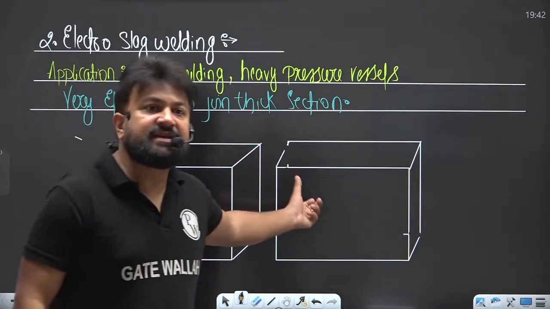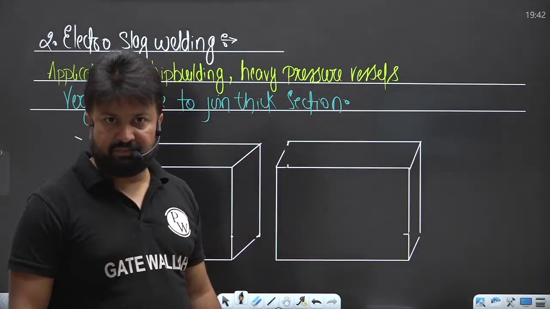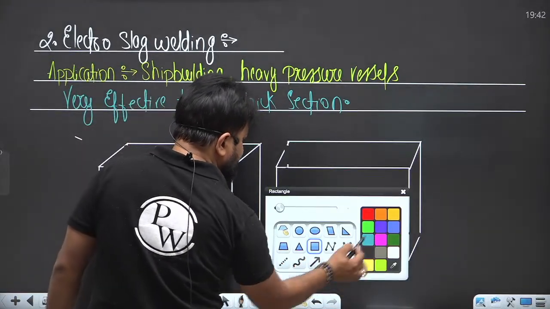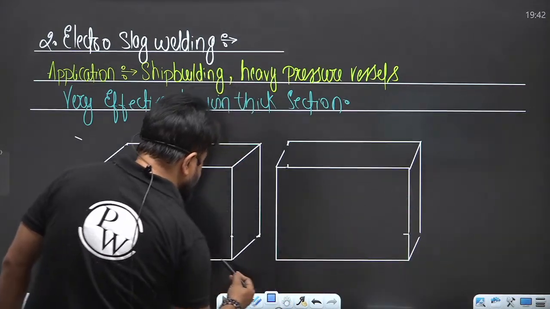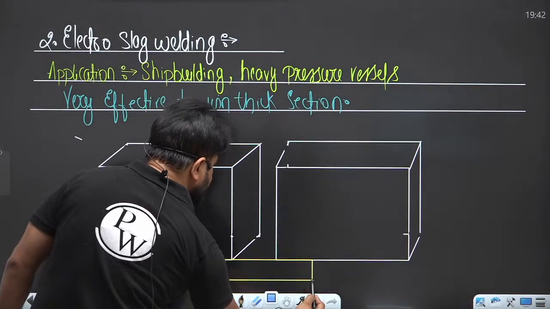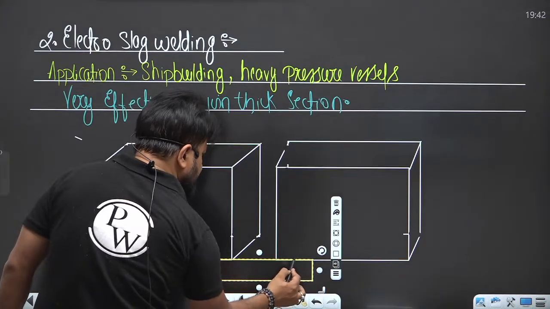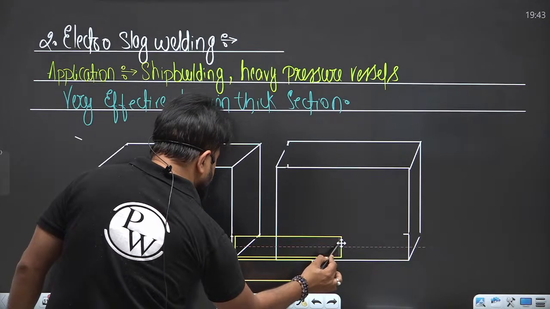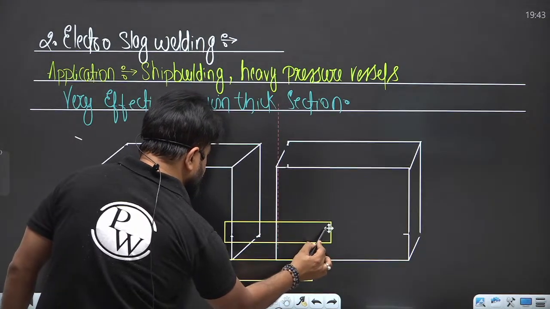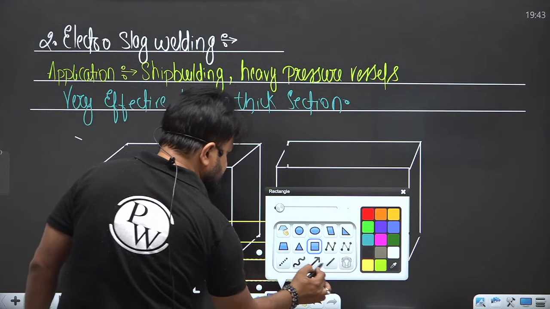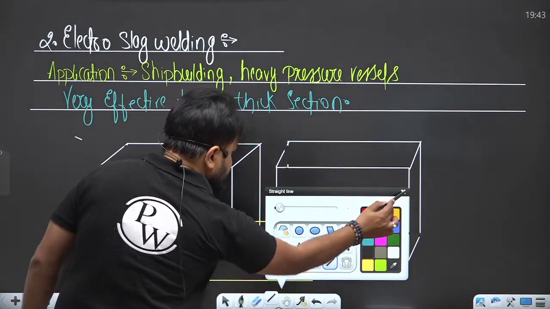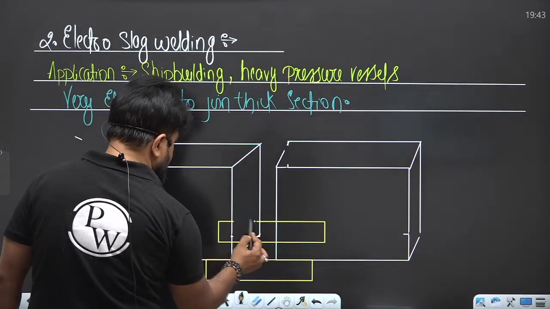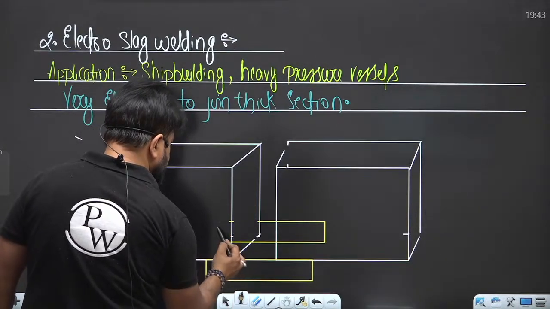So you can see the section is thick. Now below that, we are going to place a plate, a starting plate. There will be a starting plate like this, below there. So below that, we are going to place a starting plate.